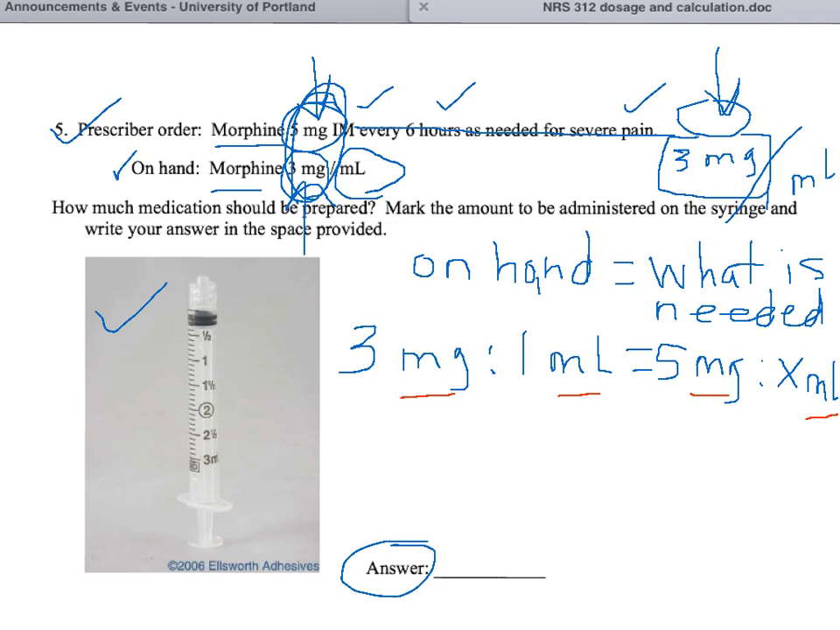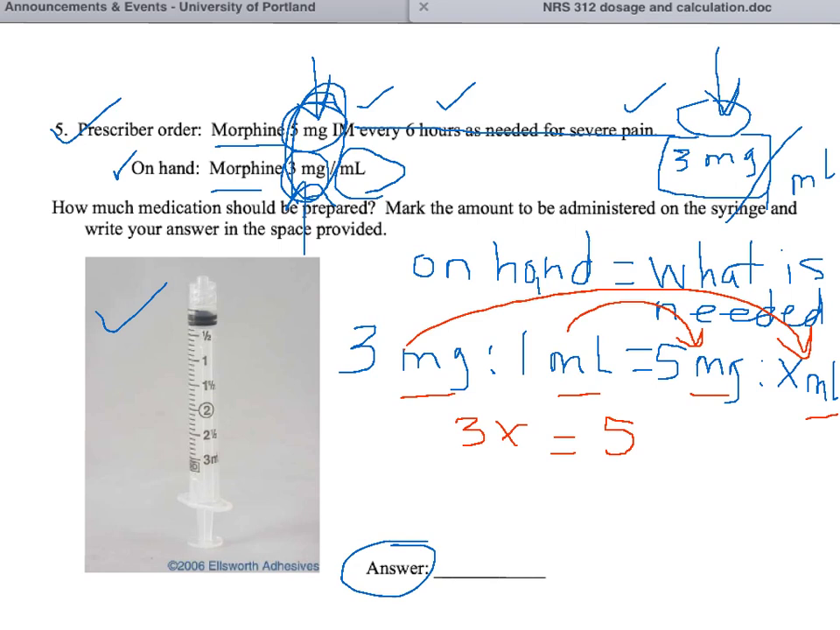The next step in this process is to multiply the two outer numbers. 3 milligrams times x equals 3x. Then you multiply the two inner numbers. 1 milliliter times 5 milligrams is 5. So you set up the two outer numbers on the left-hand side of the equation and multiply the two inner numbers and put that on the right-hand side of the equation.